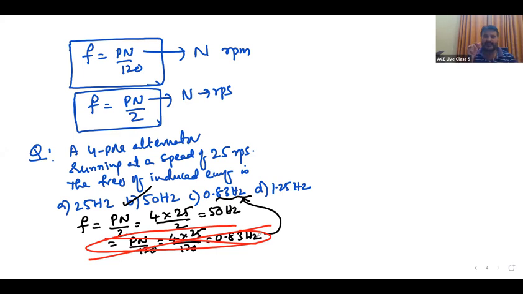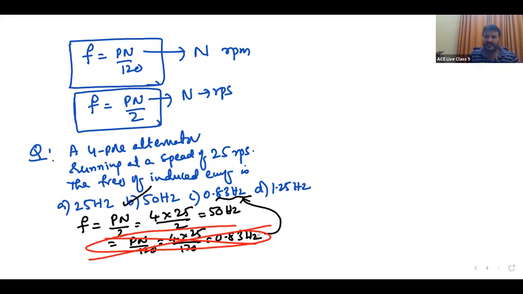Generally, students can remember F is equal to Pn by 120. Whether N is given in RPM or RPS, we cannot observe. Simply you substitute into F is equal to Pn by 120, right? Pn by 120, 0.83 you will get. That also will be given.